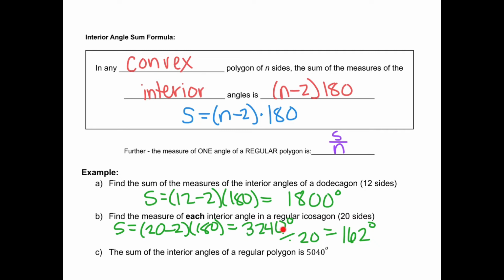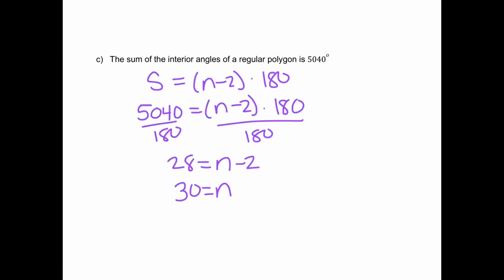So these are all degrees, but we want one interior angle. So because it is regular, we can just divide by the 20 sides or 20 angles that there are to get 162 degrees. This final example is just going to need a little bit more space because we're going to be given the sum of the interior angles and we have to figure out how many sides there are rather.